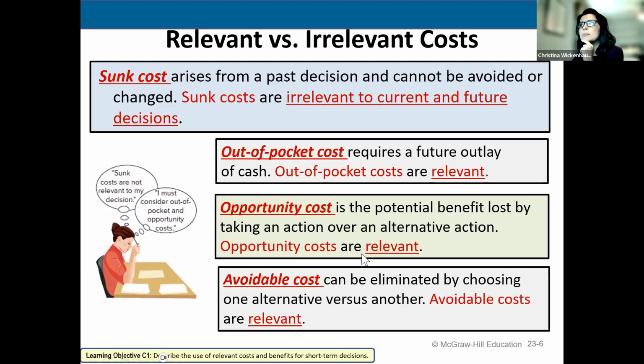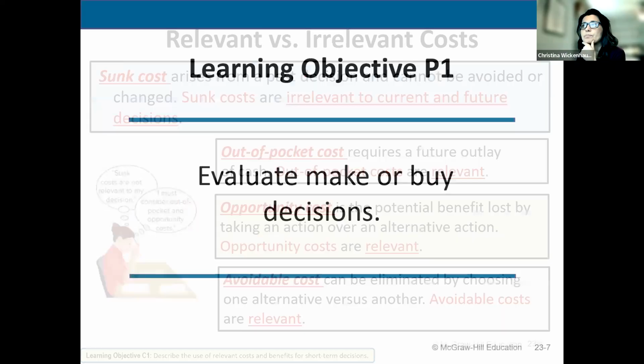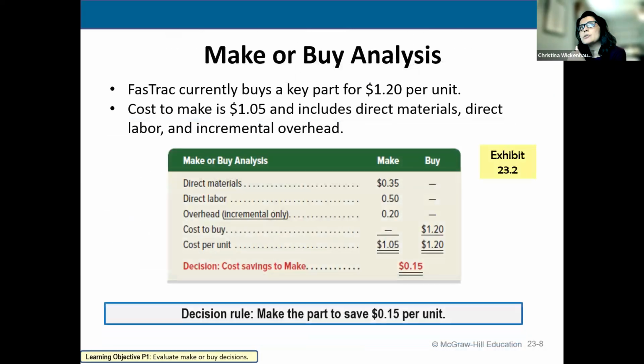Now, an avoidable cost can be eliminated by choosing one alternative versus another. And these are also relevant. So maybe in the sourdough bread baking, I have to buy a whole bunch of special pans in a special oven or things like that. Those are going to be costs that I can avoid if I go down the cheesecake route. Okay, so just a whole lot of different terminology to help you understand costs and which ones are important to look at.